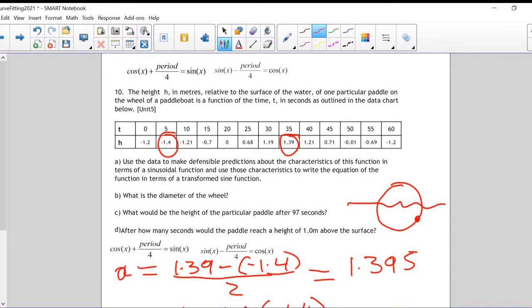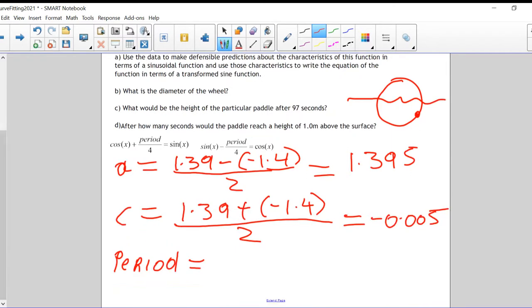Here's where the high occurred, at 35. Here's where the low occurred, at 5. The difference between those two would be half of the period. So if you go from a high to a low, that's half the period. If I'm going from 5 to 35, that's 30 seconds. So it's 30 seconds that gets from the high to the low, and twice that would be the period. So in this case, I can consider the period to be 60 seconds. That's another way that we can get what the period is.